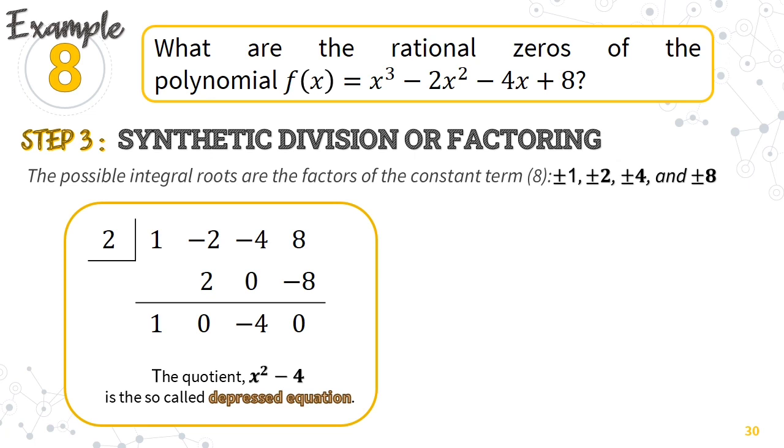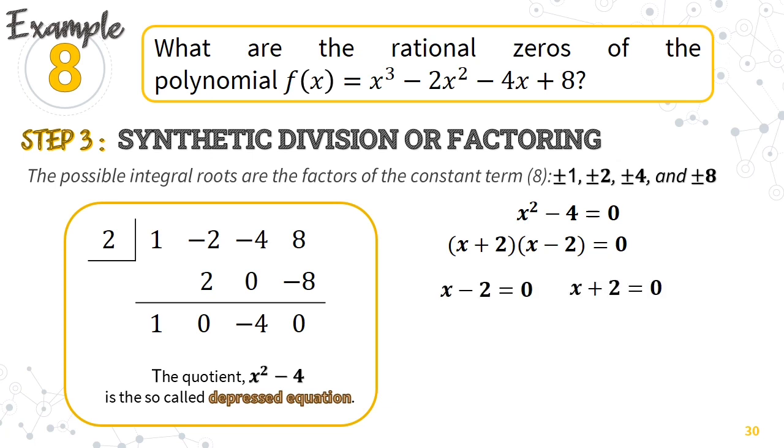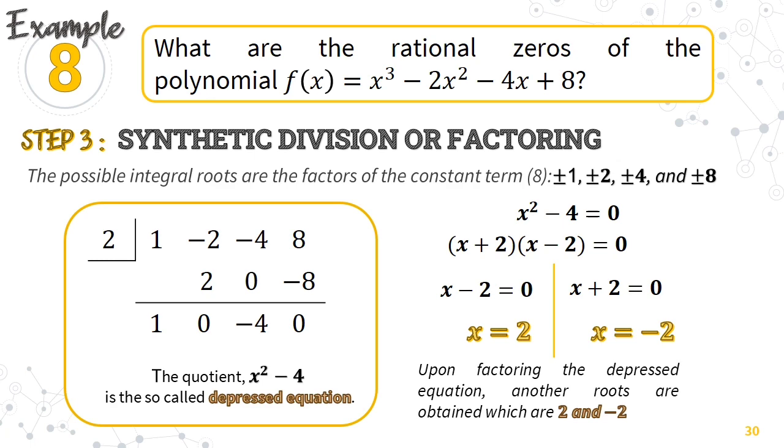The depressed equation is already in second degree, so therefore, we can factor it. Thus, we have (x + 2)(x - 2) = 0. Equating both factors to 0 to solve for the values of x, or the roots of the function, we have x = 2 and x = -2. So upon factoring the depressed equation, other roots are obtained, which are 2 and -2.